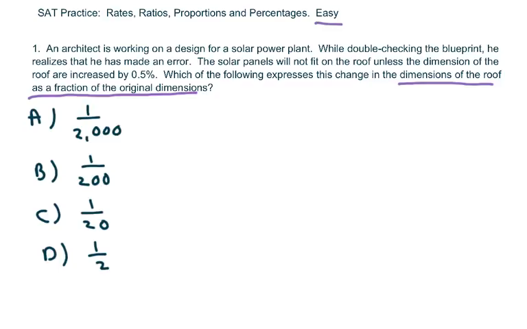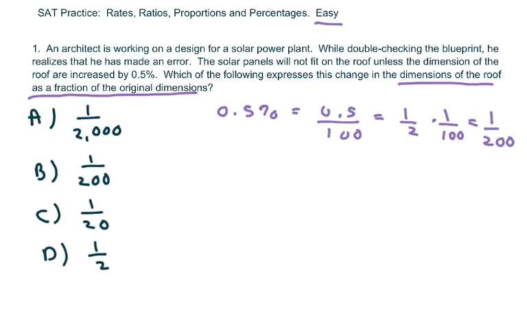Alright? Recall that percent means per 100, which translates to divide by 100. So basically, 0.5% equals 0.5 divided by 100, which equals 1/200. So just be careful with that. So the answer is B.